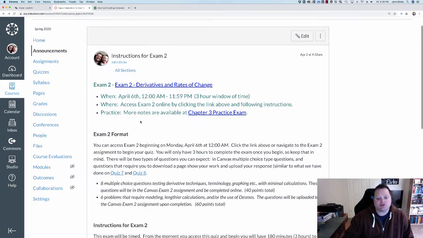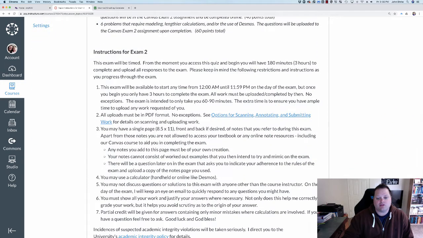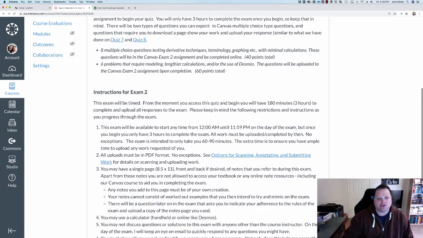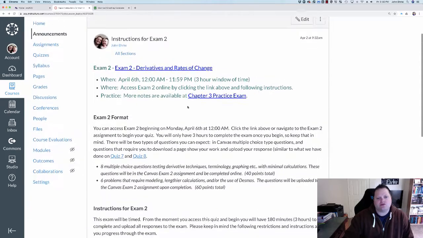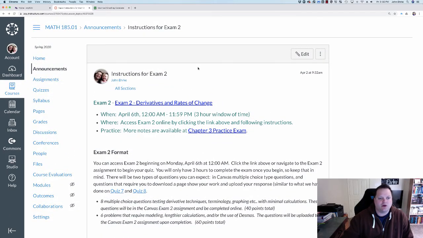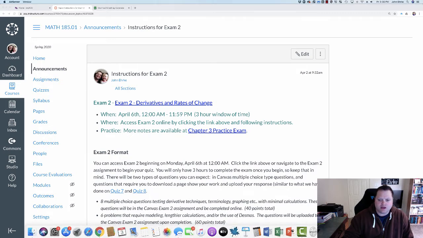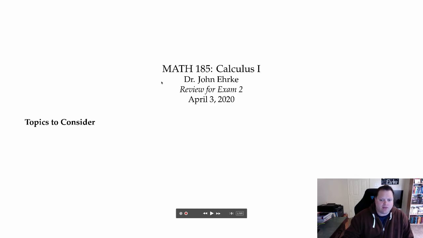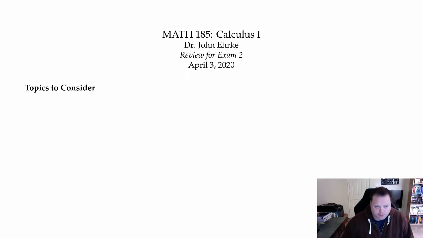There are some special instructions. For example, you can have a sheet of notes with you, but you're not supposed to use your book or any online resources. I will let you have a sheet of notes that you can put formulas, hints, reminders, etc. on, and I'll ask that you upload that, as well as answer some other questions during the exam. So take a look at this. If you have any questions about it or there's something you don't understand, let me know. What I want to focus on in this video is the actual material itself. So let's take a look at the material for Exam 2.